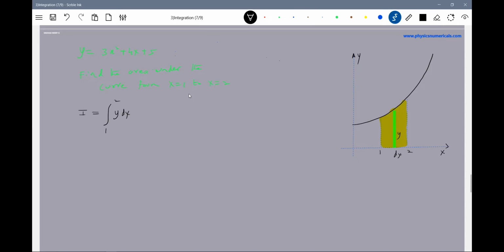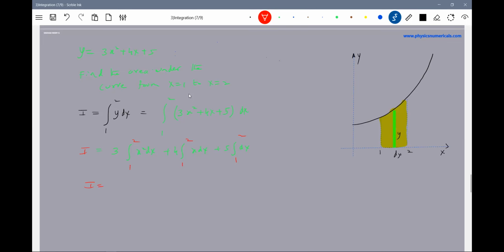What is the value of y? We'll substitute here. This should become equal to the integral from 1 to 2 of (3x square minus 4x plus 5) into dx. So this will become 3 x square dx, minus 4, a constant outside, x dx, plus 5 dx. What are the limits? X equal to 1 to 2.